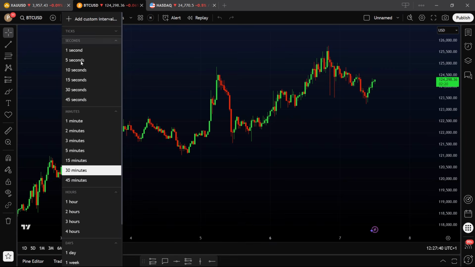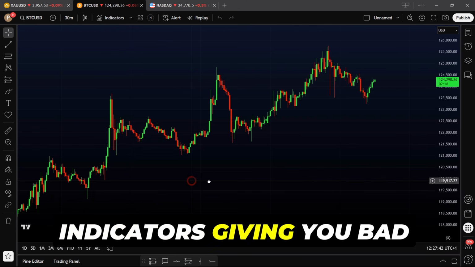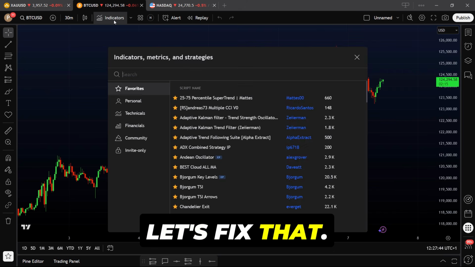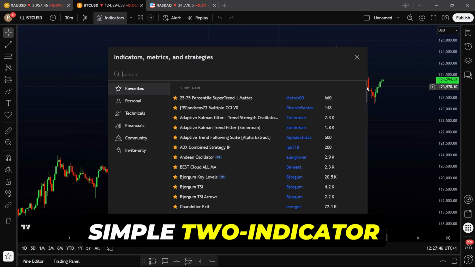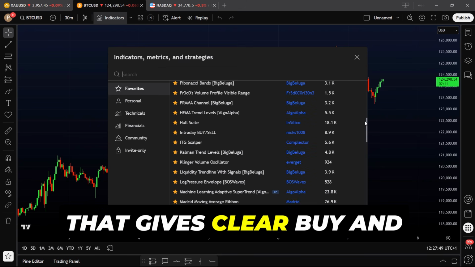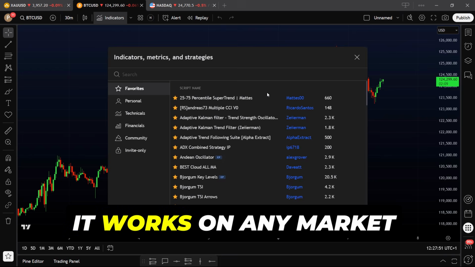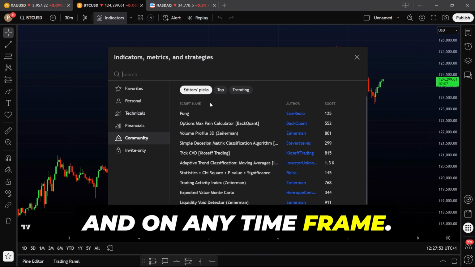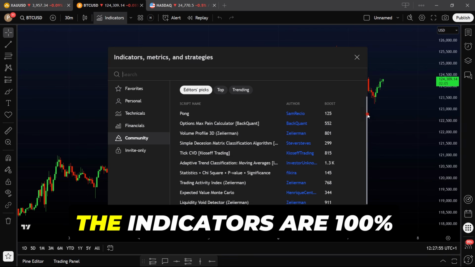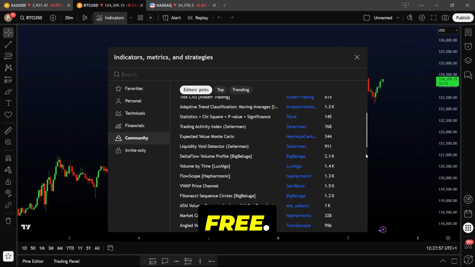Are your charts a mess? Are you sick of lagging indicators giving you bad signals? Let's fix that. Today you will learn a simple two-indicator system that gives clear buy and sell signals. It works on any market and on any time frame. Best of all, the indicators are 100% free.